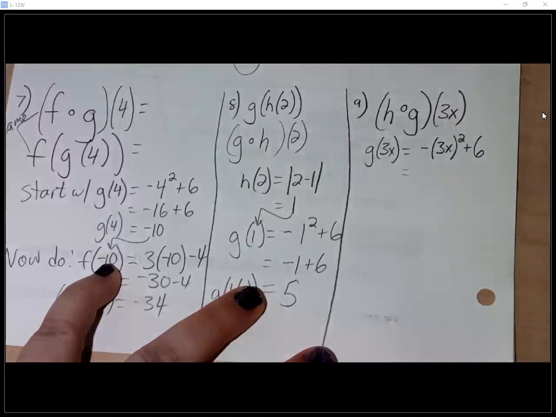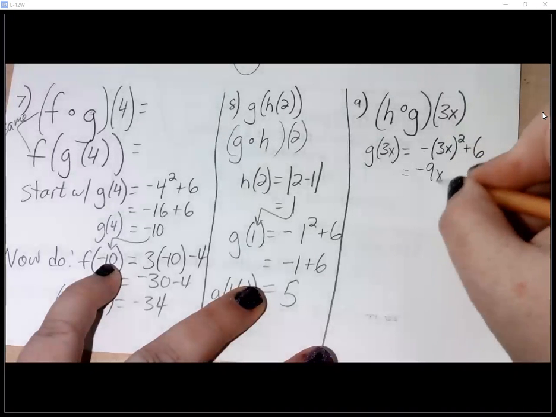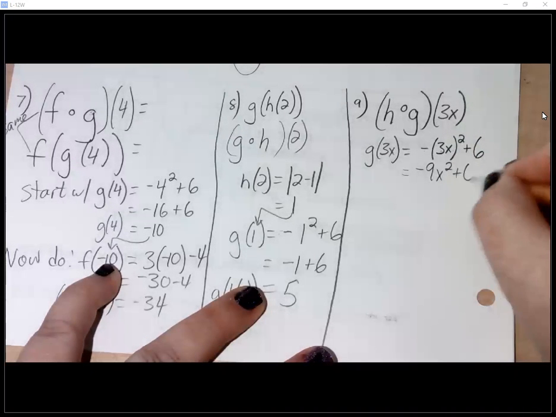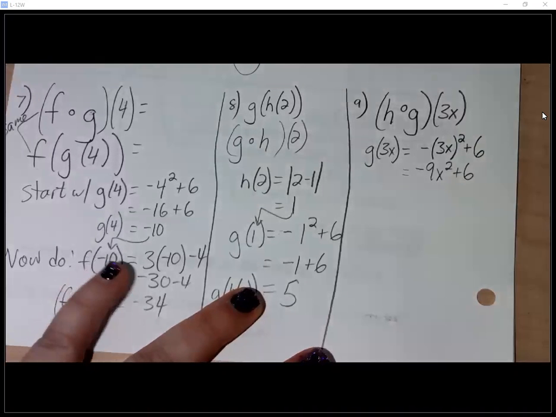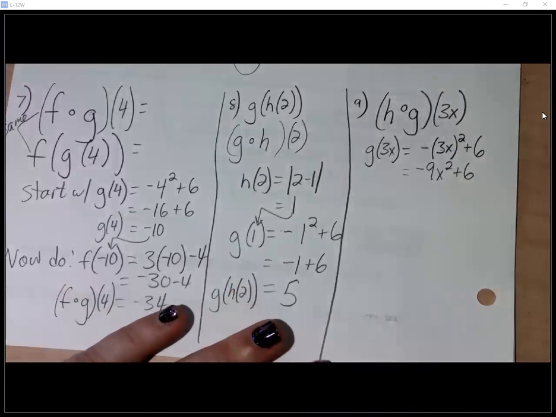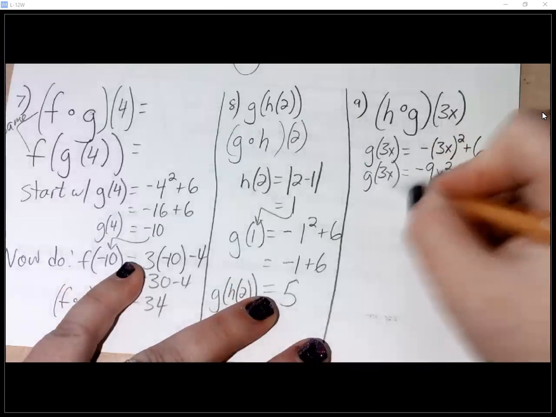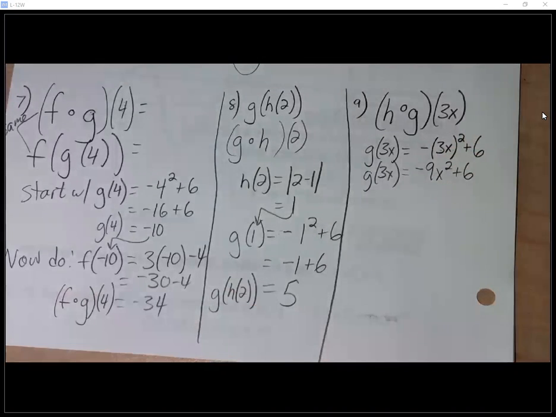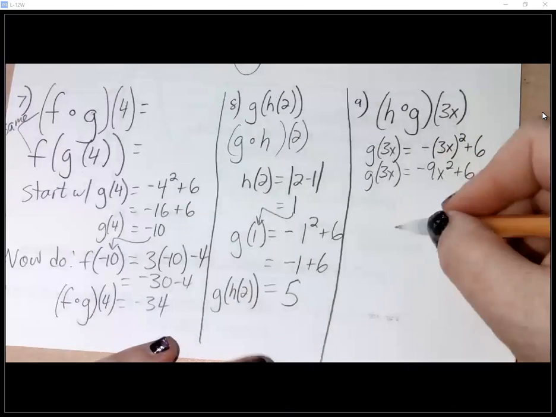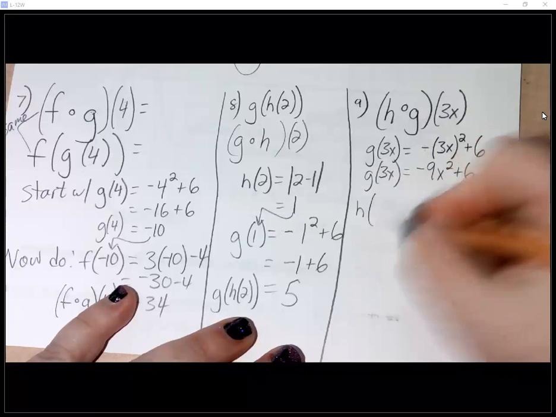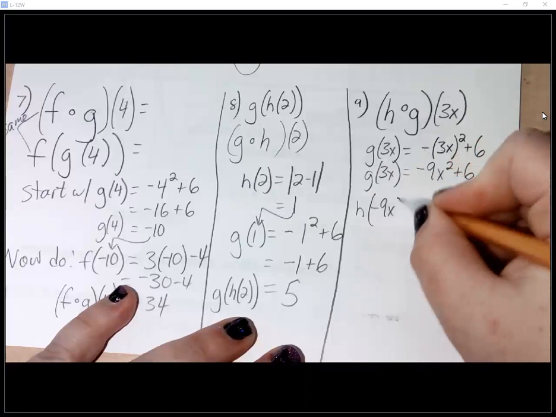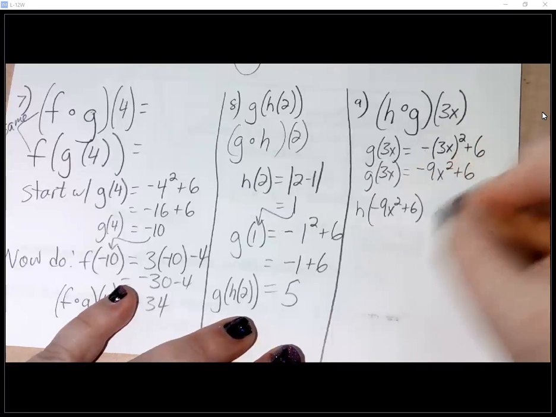Agreed or not agreed? Okay. Negative 9x squared, and then I still have this plus 6 hanging out. I can't go any further than that, right? I don't have like terms. So that's it for g of 3x. Agreed? Okay. Now I'm going to take that answer and plug it into h. So I'm going to do h of negative 9x squared plus 6. I'm taking that answer and sticking it in right there.